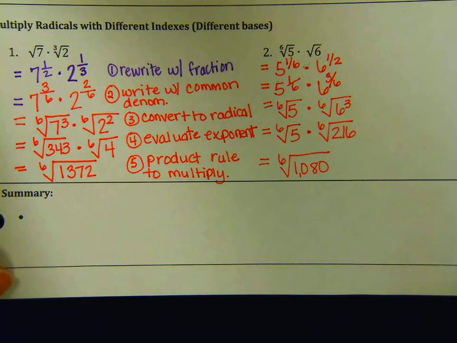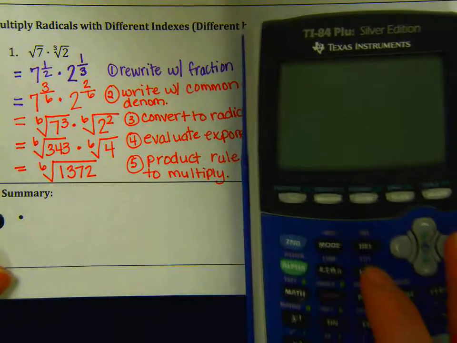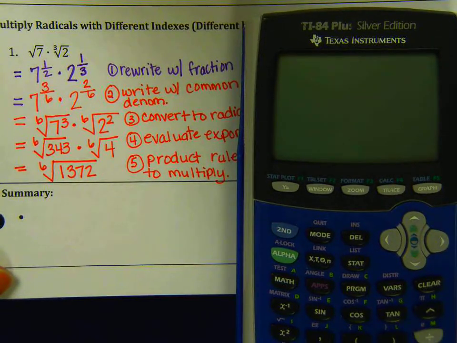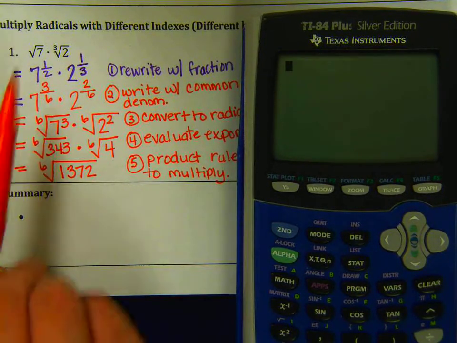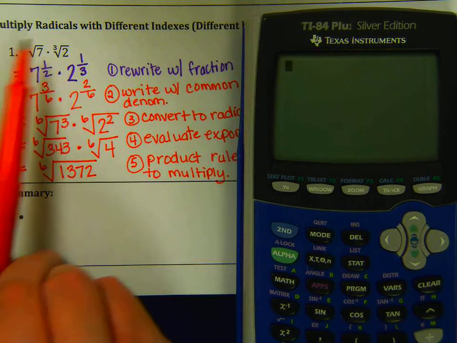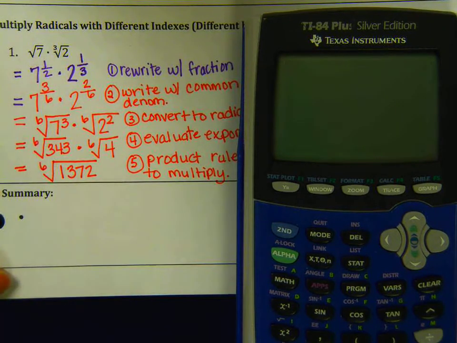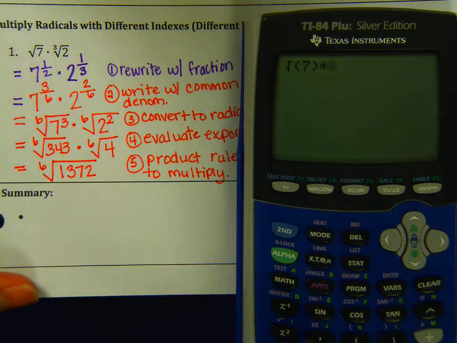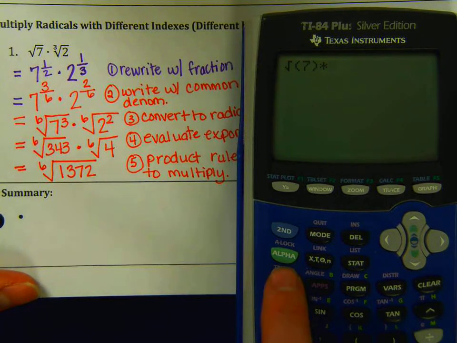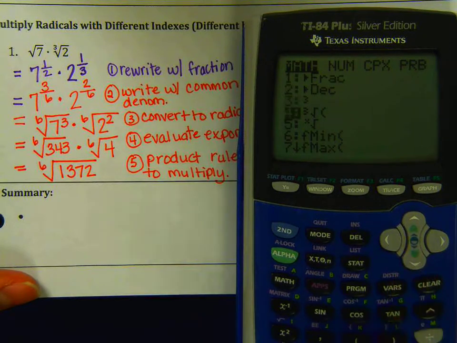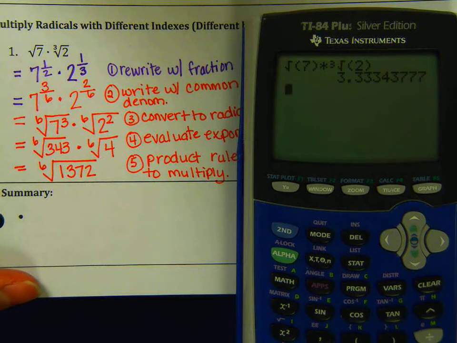I would suggest checking both of these in your calculator. So get your calculator out if you haven't already done so. I'm going to cover this side up so we can check the one on the left. So in order to check this, I want you to put the top step in the calculator. So I'm taking the square root of 7 times the cubed root of 2. And if you still don't know how to get to the cubed root, I'm hitting math, then number 4. And that's the cubed root of 2. And I get my answer, 3.333, whatever.